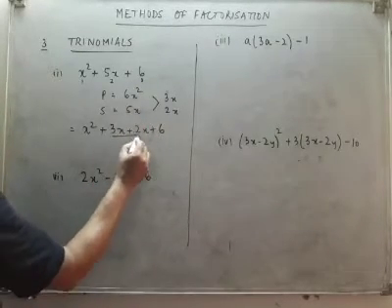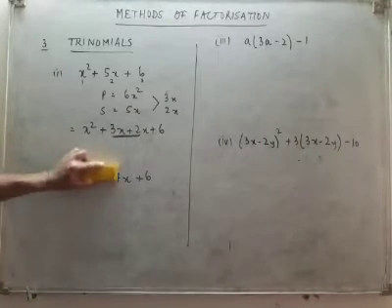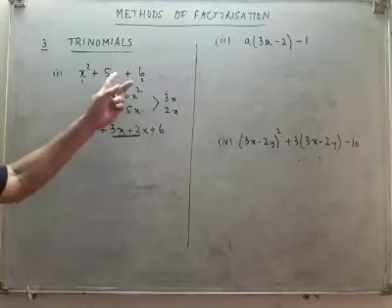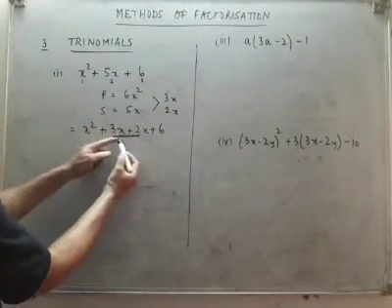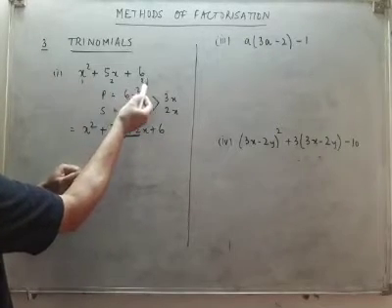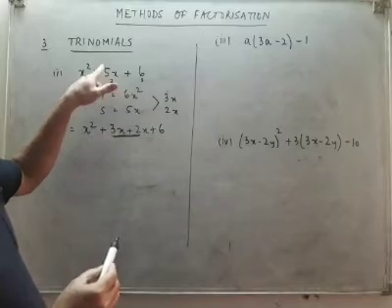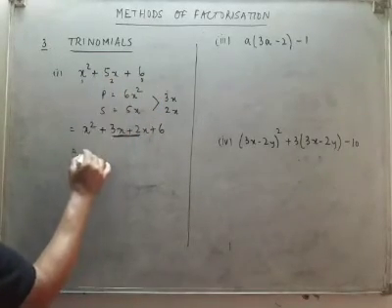This is also sometimes referred to as splitting the middle term, the center term. We split the middle term into two terms whose product is that of the first and third terms, and whose sum is the second term. Now if you observe here, we follow the grouping method.